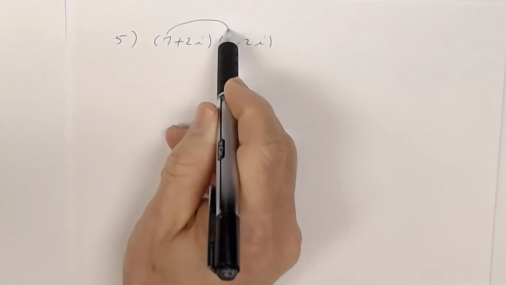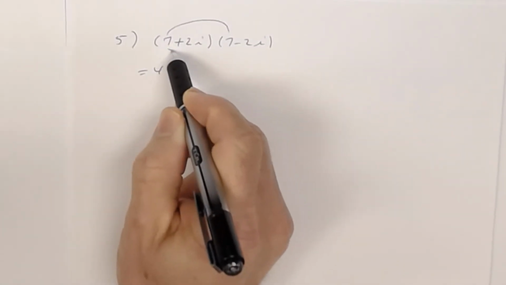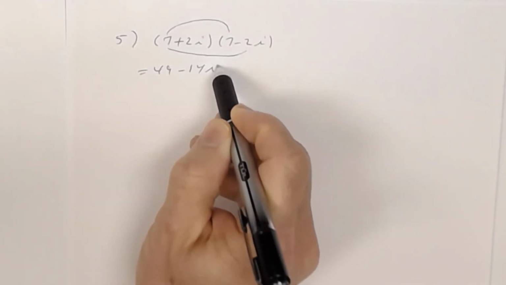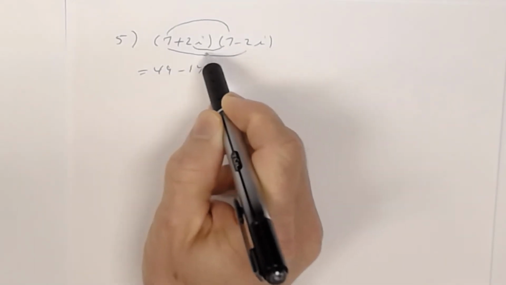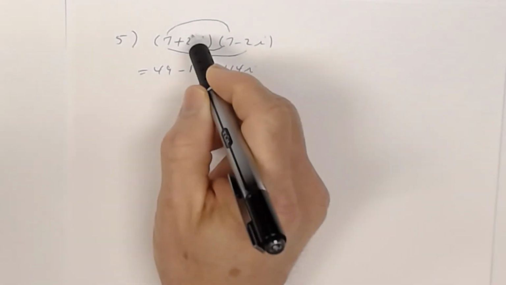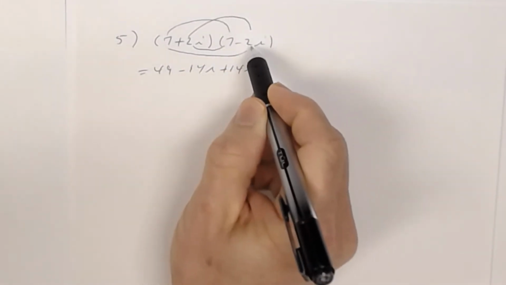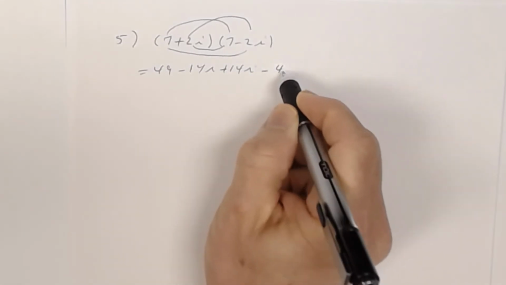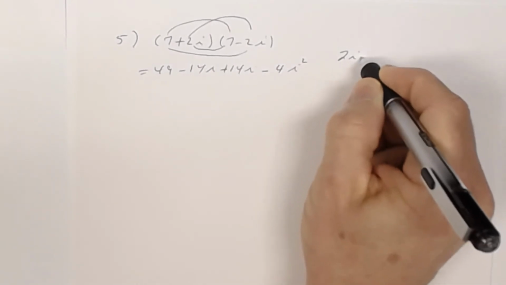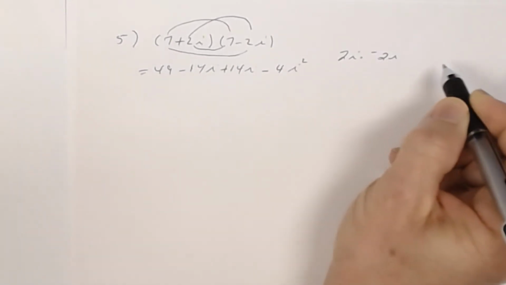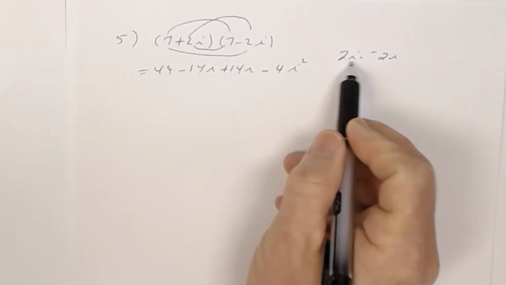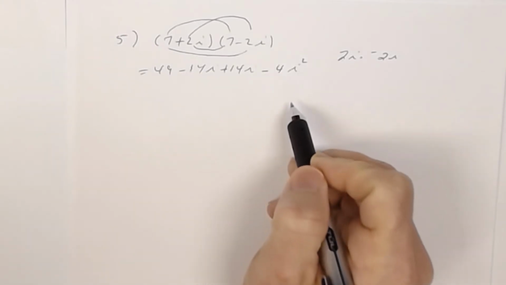So 7 times 7 is 49. The outer, 7 times a negative 2i is a negative 14i. And then the inner, 2i times 7 is a positive 14i. And then the last, so remember we have a positive 2i times a negative 2i. So that's going to be a negative 4. And then i times i is i squared. So remember we had 2i times a negative 2i, and so a positive times a negative is a negative. So that's what you see here. 2 times 2 is 4, and then i times i is i squared.